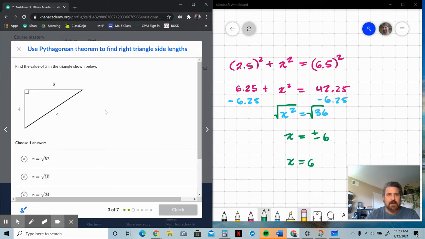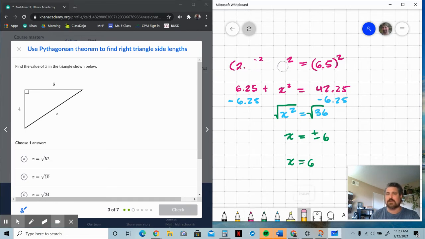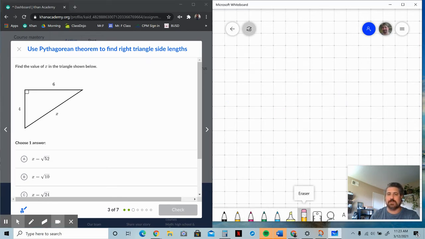All right. So now on this one, we're given both legs, but we're missing the hypotenuse. No problem. It's a squared plus b squared equals c squared, always. So in this case, it's 4 squared plus 6 squared is equal to x squared. It's 4 times 4, which is 16, and 6 times 6, which is 36. So 16 plus 36 is equal to x squared. 16 plus 36 is 40 plus 12, which is 52. So 52 is equal to x squared.